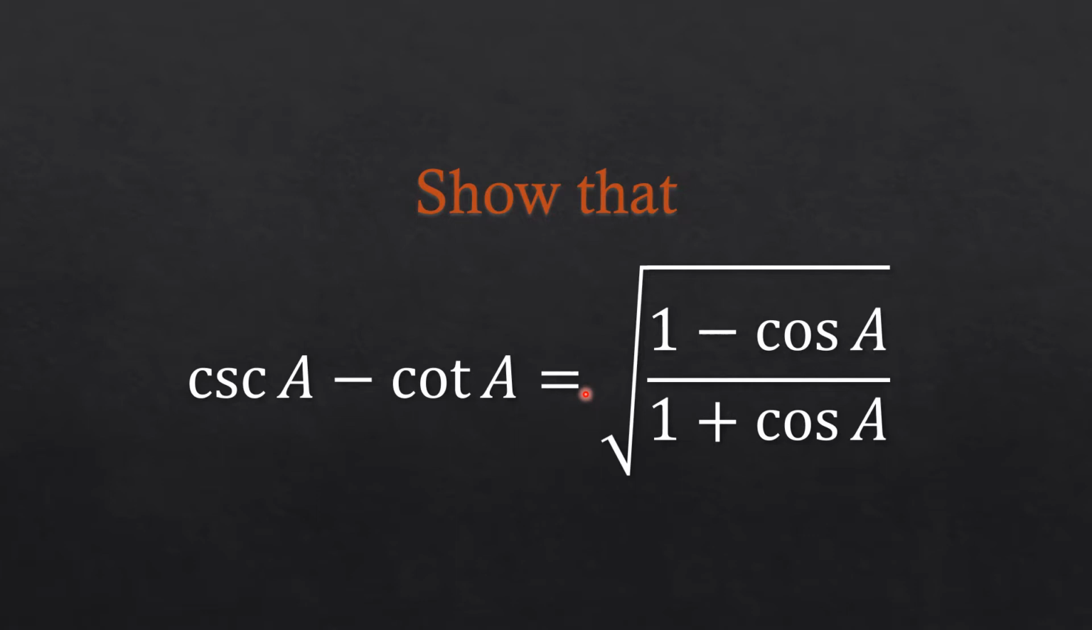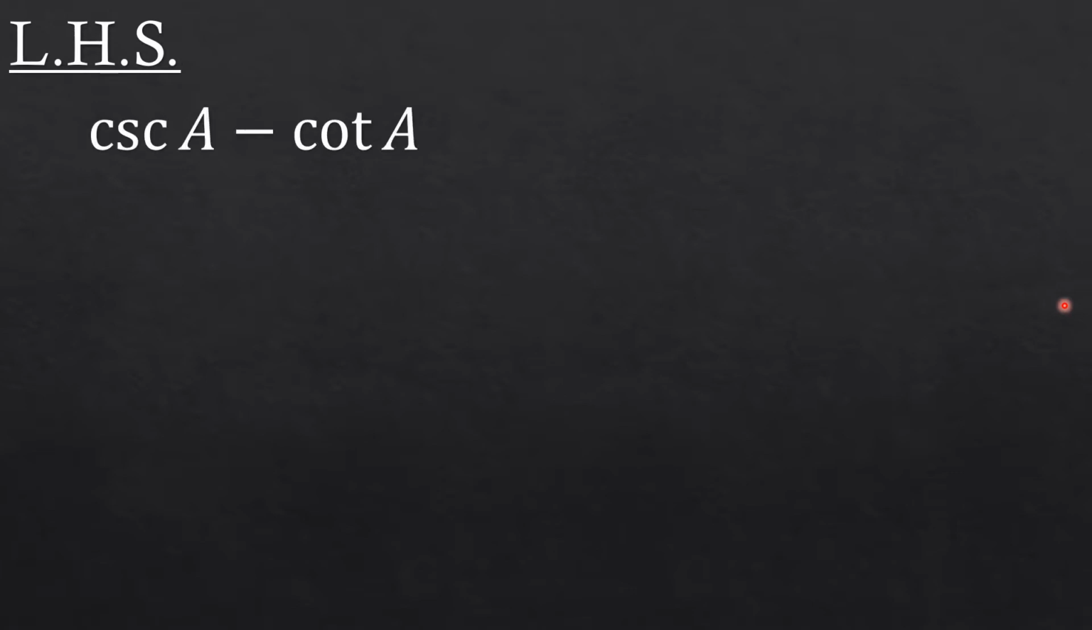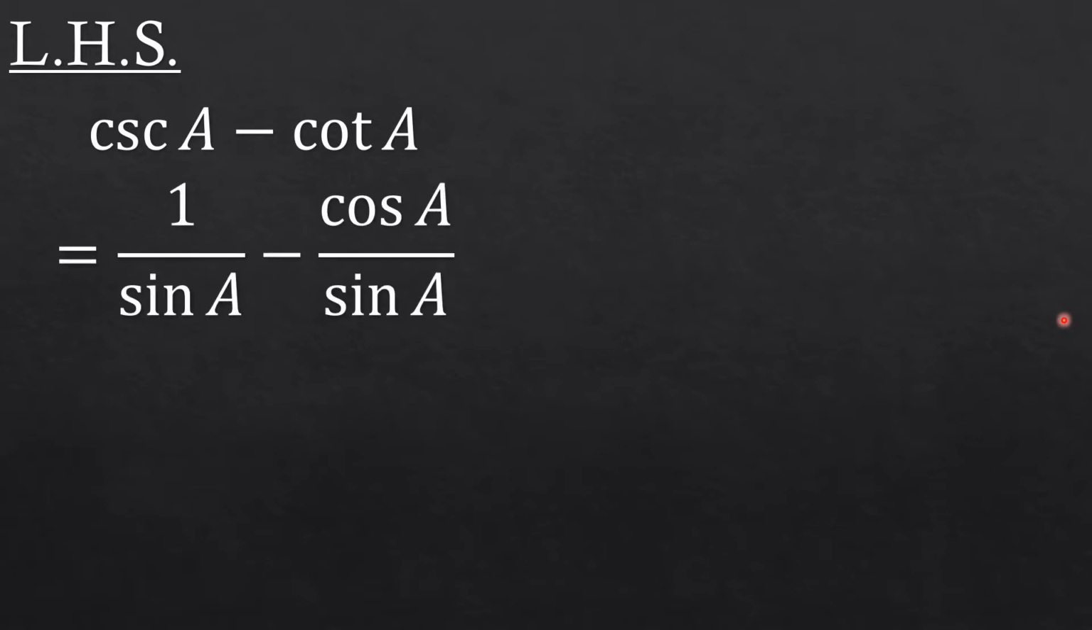So here on the left hand side I have cosec A minus cot A. Let me write that down first. I know that cosec A is the inverse of sin A, so I can write 1 by sin A in place of cosec A, and I know that cos A by sin A is equal to cot A. So I am writing 1 by sin A in place of cosec A and cos A by sin A in place of cot A.